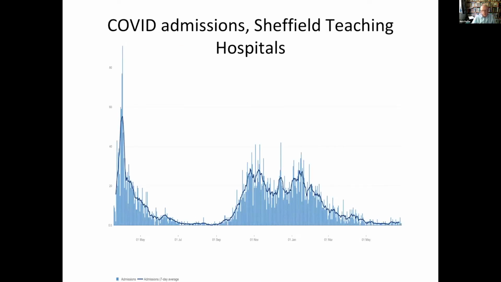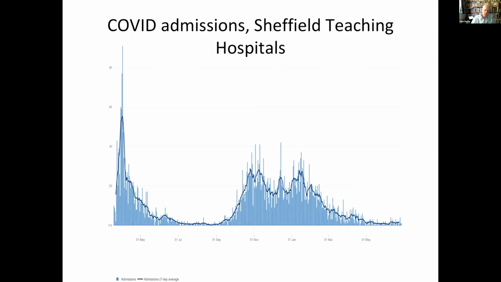But what we want to look at, which is different now, is the COVID admission and the COVID mortality rate. This slide, which is on exactly the same scale as the one that I showed you before, starting back at the beginning of the pandemic, going right up to the present day with the last few days at the far right-hand side, is looking at the number of COVID admissions to Sheffield teaching hospitals.